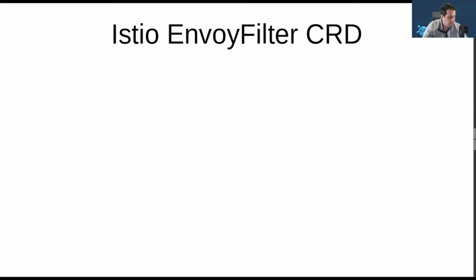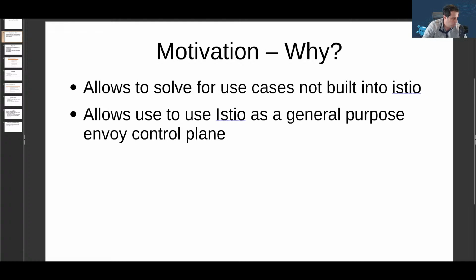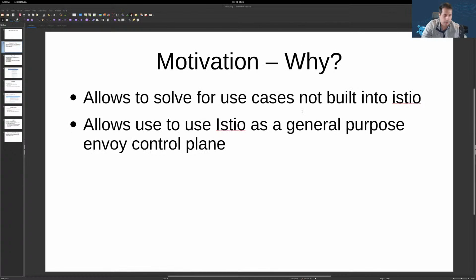So the idea is that we can get Istio to work and deliver Envoy configuration directly without, I'll just share the whole desktop so you can see the slides. Here we go. Without relying on the Istio API to be developed to cover this use case.